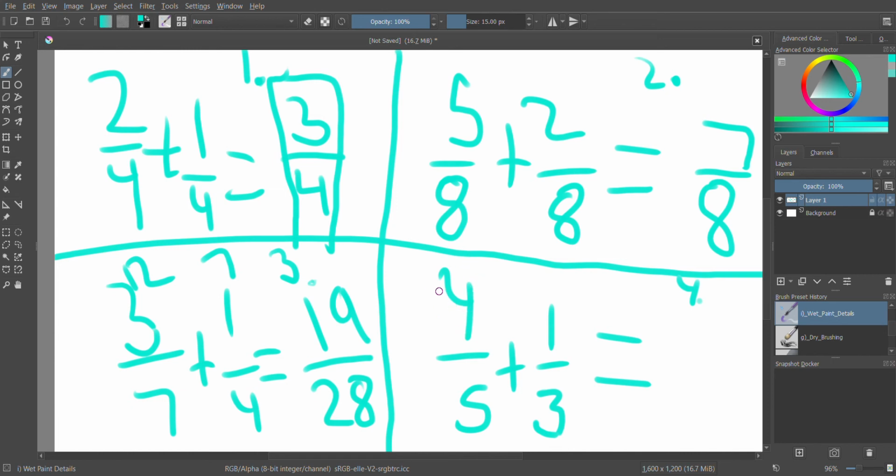Now, let's look at equation 4. The question is 4/5 plus 1/3. How do you do it? Why don't you try this for yourself? And if you want, pause the video and see if you can do it by yourself. But now I'm going to tell you the answer.